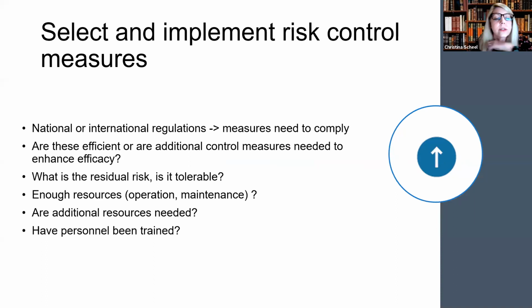Do you have enough resources to continue with your risk control strategy throughout operation or baseline operation? Can you maintain or sustain it? Are additional resources needed in order for you to implement the control measures that you've decided on? And have personnel been trained to implement the risk control measures, and do they understand what the purpose of that is? So those are all very important to consider before implementing risk control measures.